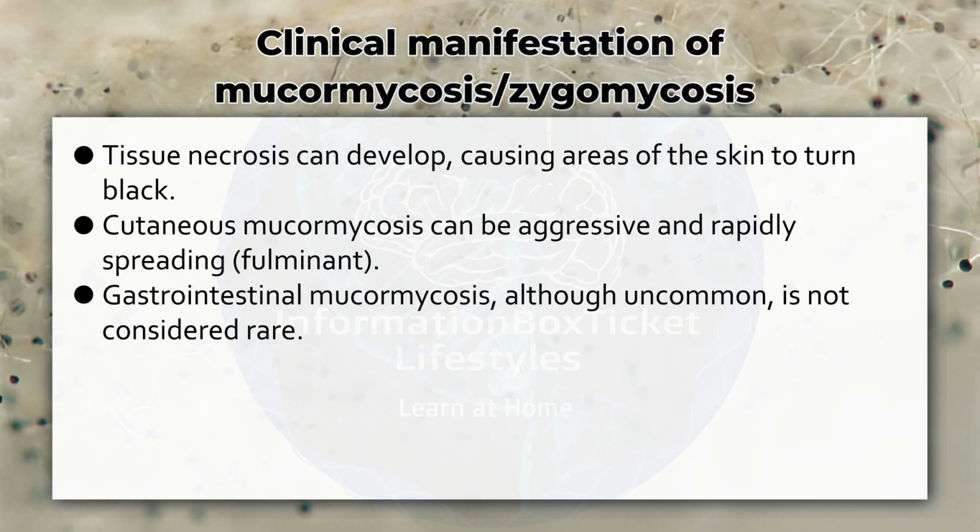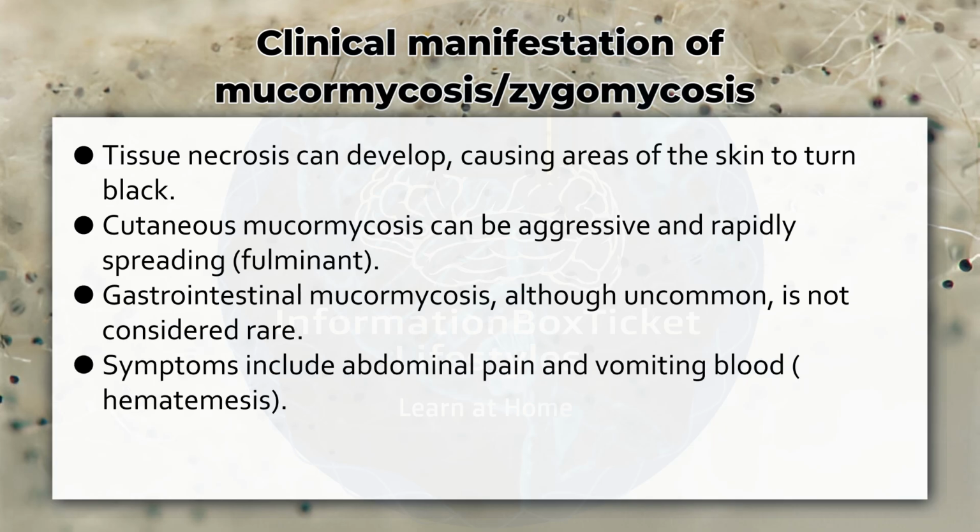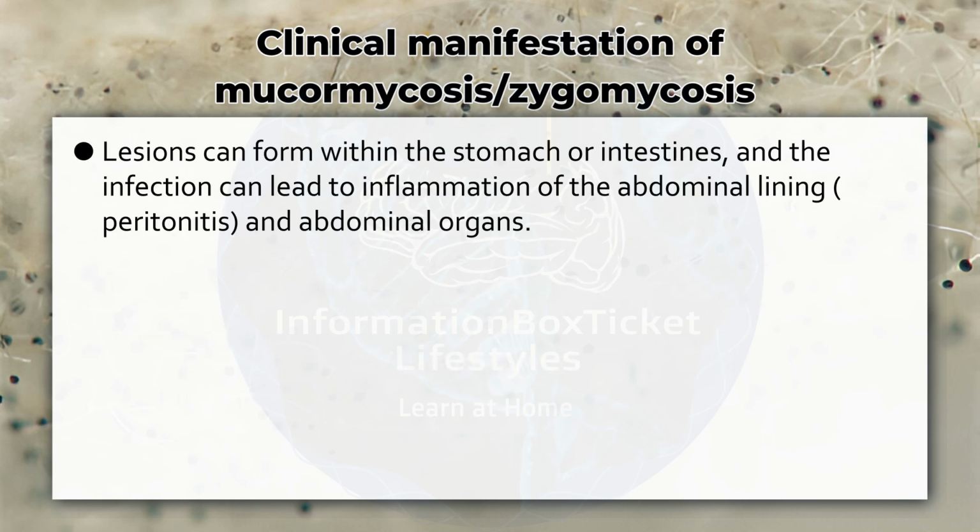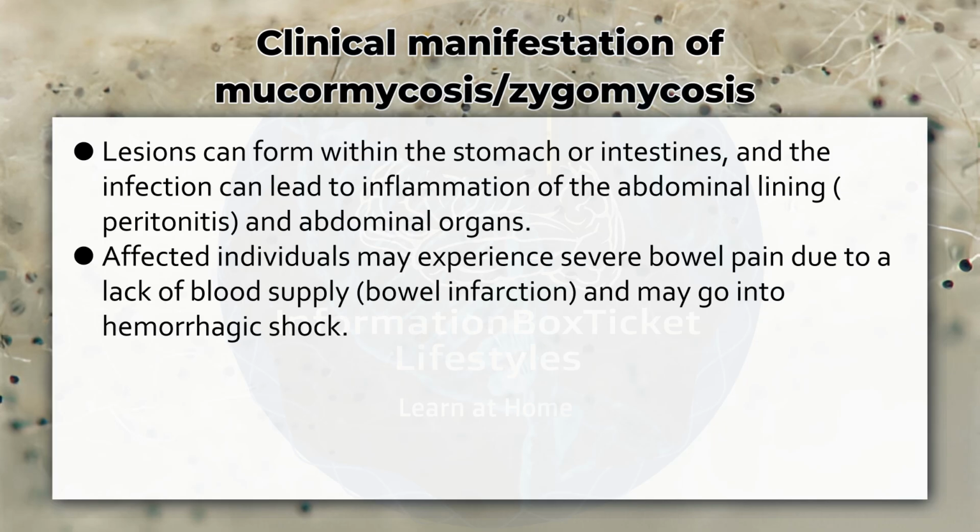Gastrointestinal mucormycosis, although uncommon, is not considered rare. Symptoms include abdominal pain and vomiting blood, hematemesis. Lesions can form within the stomach or intestines, and the infection can lead to inflammation of the abdominal lining, peritonitis, and abdominal organs. Affected individuals may experience severe bowel pain due to a lack of blood supply, bowel infarction, and may go into hemorrhagic shock.